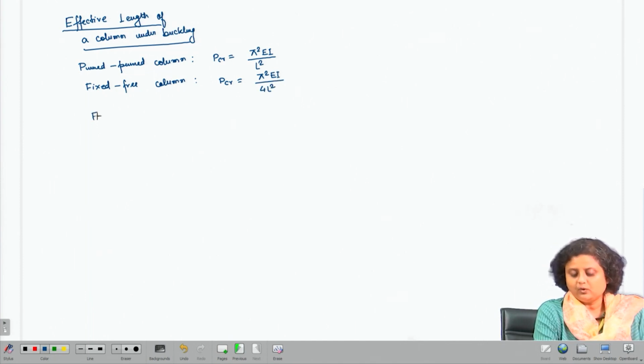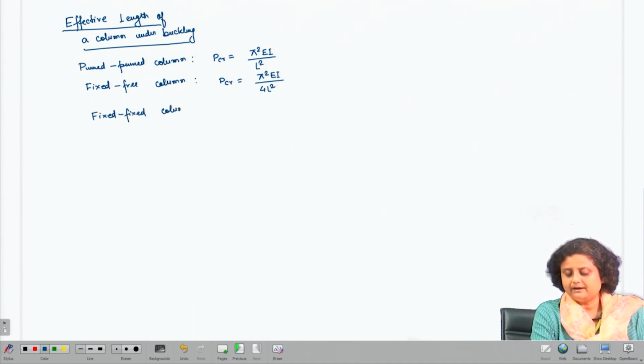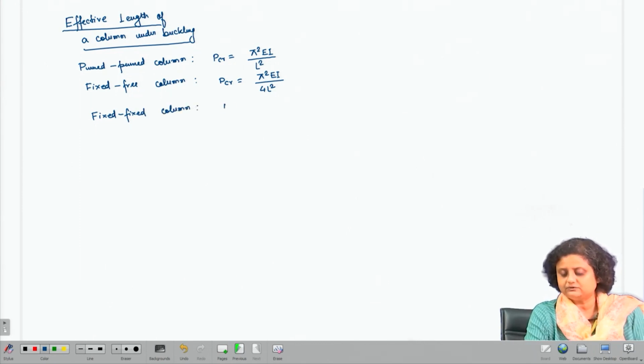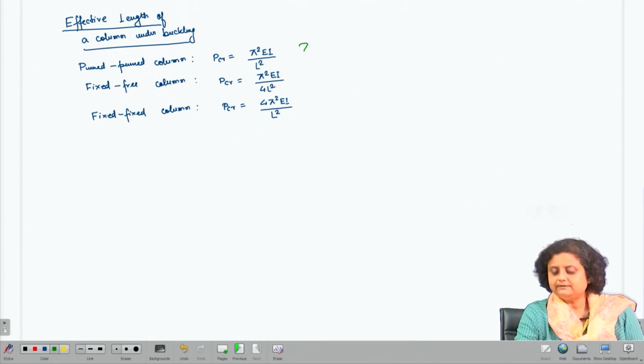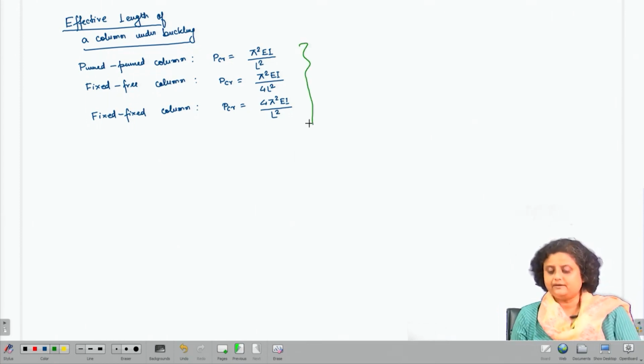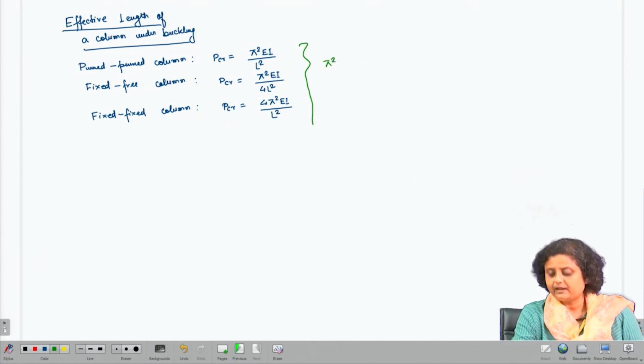And though we haven't calculated it, we can always calculate for a fixed column, using the same technique that we have just discussed, that P critical is going to be 4 pi square E I by L square. Now, this can actually be written as pi square E I by L E square, where L E is called the effective length of the column.